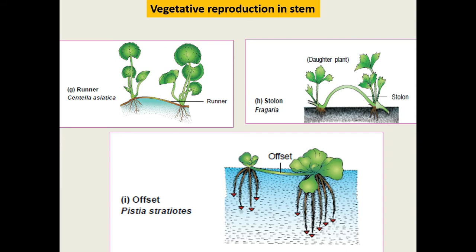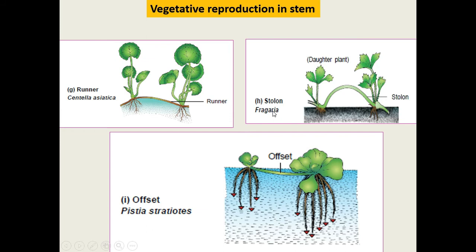It produces a runner. You see, it's a branch from the parent plant. So it produces the branch where the branches have some nodes. When it touches the ground, it produces roots. So it produces a new plant. It grows into separate individuals. So it is a kind of stem method where the vegetative reproduction takes place.